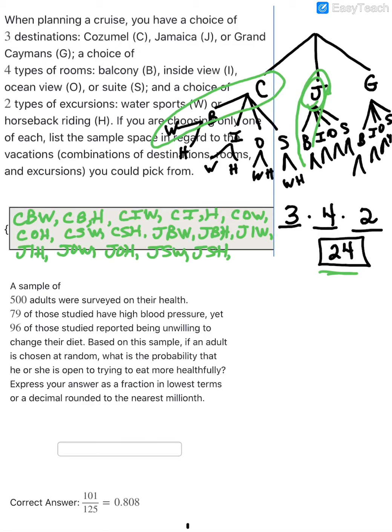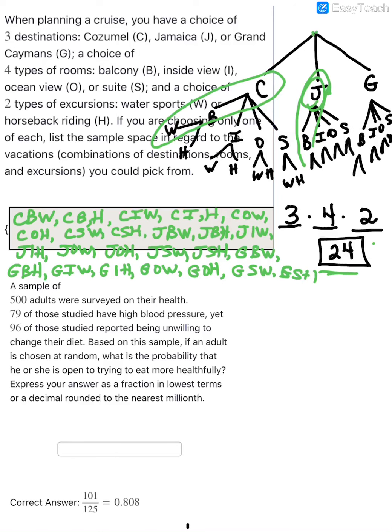And then finally, if we had chosen the Grand Caymans, we'd have GBW, GBH, GIW, GIH, GOW, GOH, and GSW, GSH. So that's what you're doing when you're listing them. Again, to me, I think it helps to draw the tree and also know how many you're trying to expect.